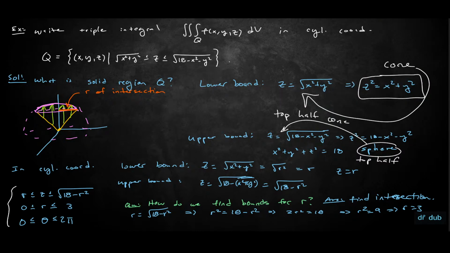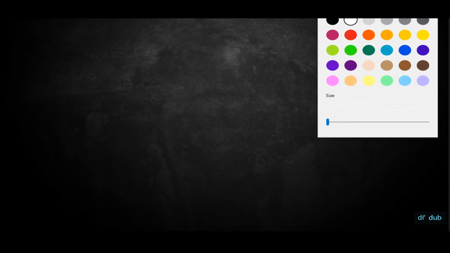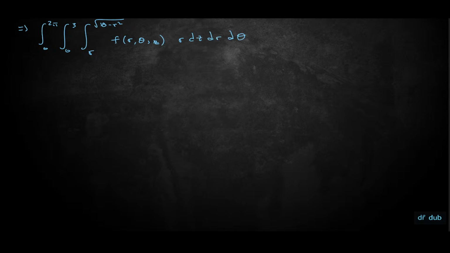And if we set it up as a triple integral now, the integral will be integral 0 to 2 pi, integral 0 to 3, integral r to square root 18 minus r squared. We would change the integrand to f of r theta z, and then r dz dr d theta. And that would be how we rewrite the integral using cylindrical coordinates.